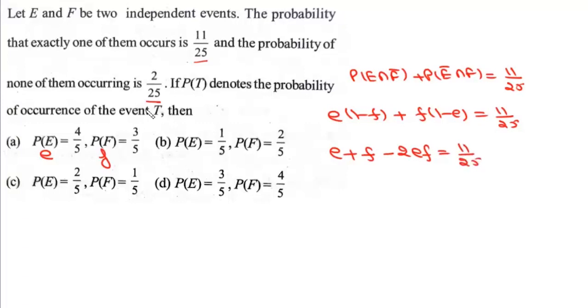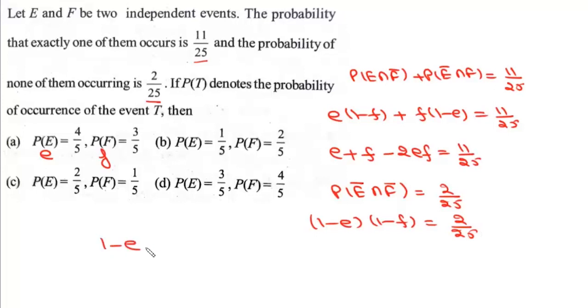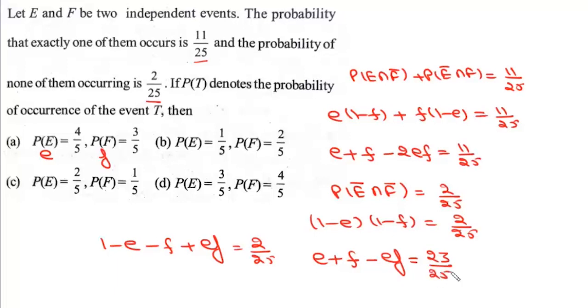And the next one is none of them occurring. None of them occurring is the probability of E complement intersection F complement, and it will be 2 by 25. Now this is (1 minus E) into (1 minus F), and it is 2 by 25. So we can write this as 1 minus E minus F plus EF equals 2 by 25, or E plus F minus EF will be 23 by 25.